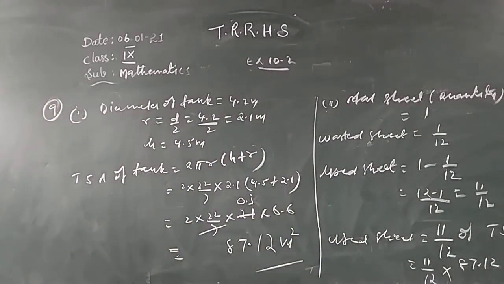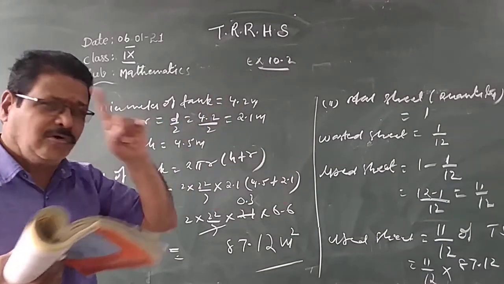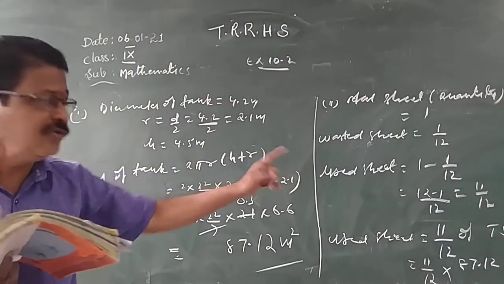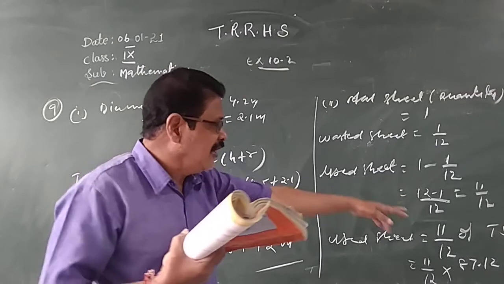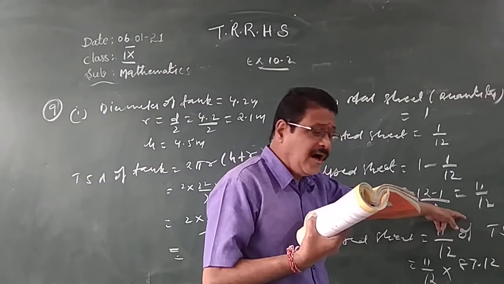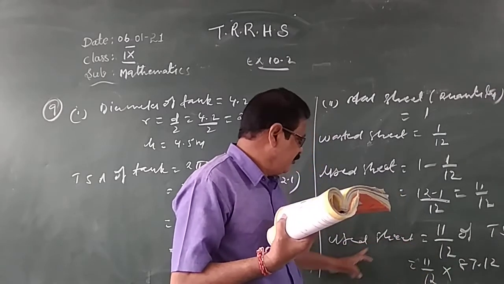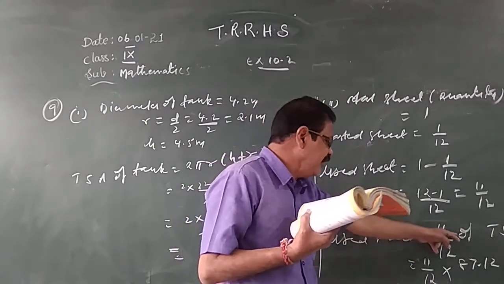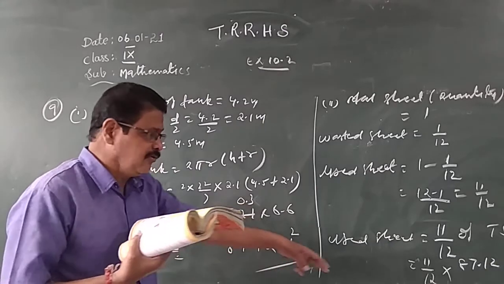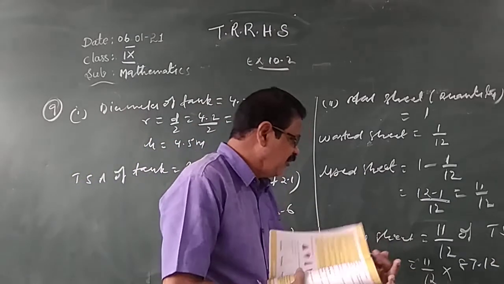Okay, I hope you clearly understood. The total sheet is 1. Wasted sheet is 1/12. Used sheet is equal to 1 minus 1/12, so 11/12 of the sheet is used. The area is 87.1. So the used sheet is equal to 11/12 of the area of the sheet, 87.1. Just simplify it, you will get the answer.